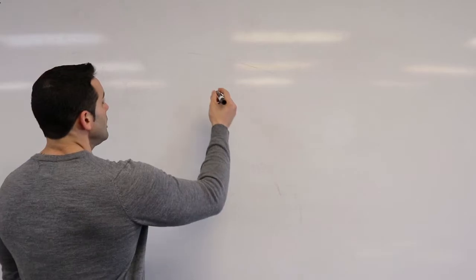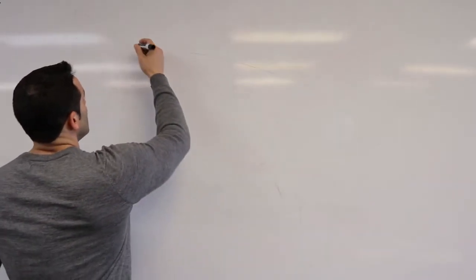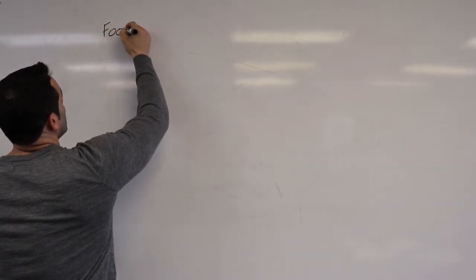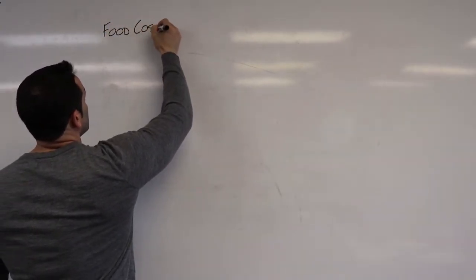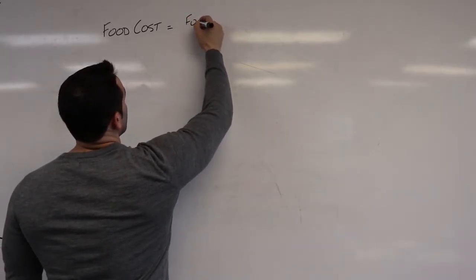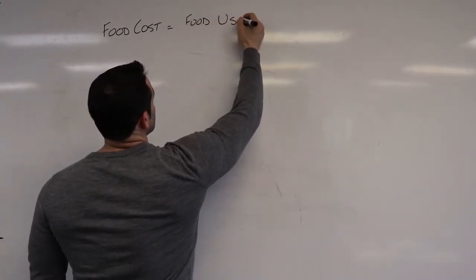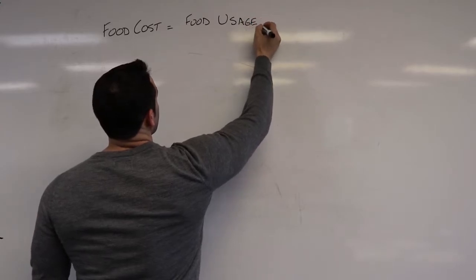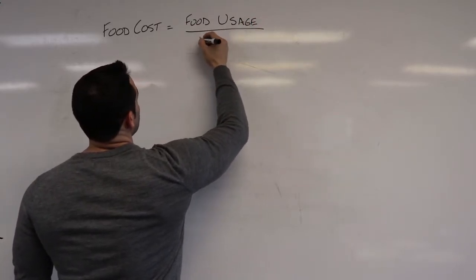So let's first put an equation on the board for food cost. Food cost equals the food usage divided by food sales.